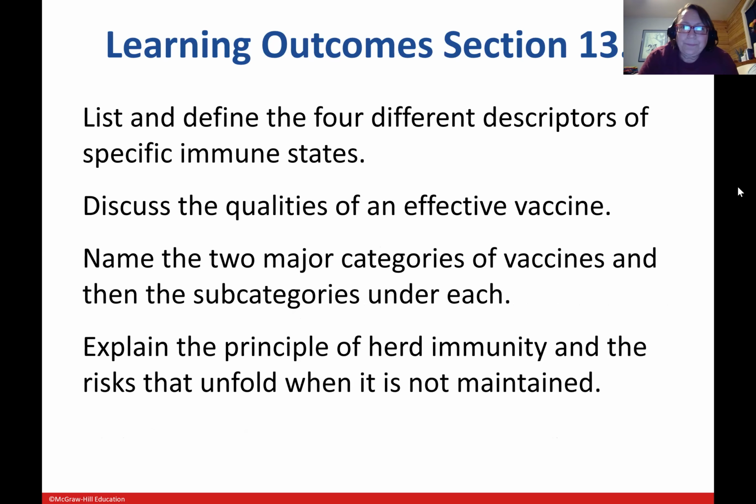Okay, let's move on to section 13.6. So now we're going to be talking about vaccination. So we're going to list and define the 4 different descriptors of specific immune states. We're going to discuss the qualities of an effective vaccine. We're going to name the 2 major categories of vaccines and then the subcategories under each of those 2 major categories. And then we're going to talk about the principle of herd immunity and the risks that happen when herd immunity is not maintained at a certain level.